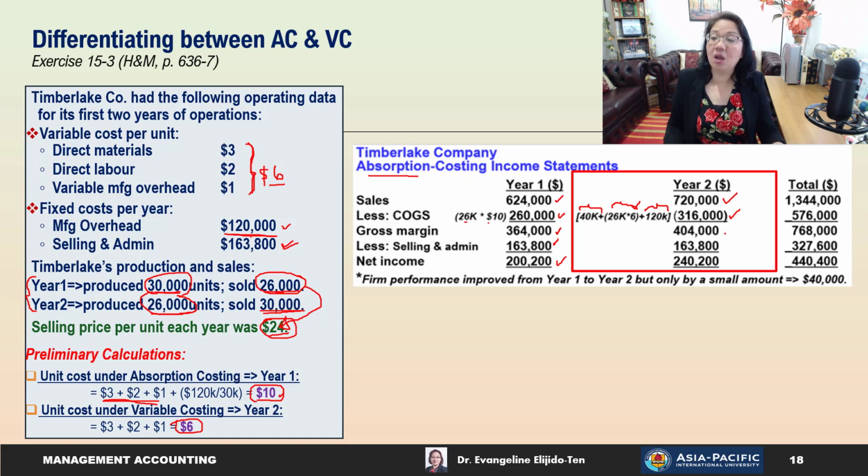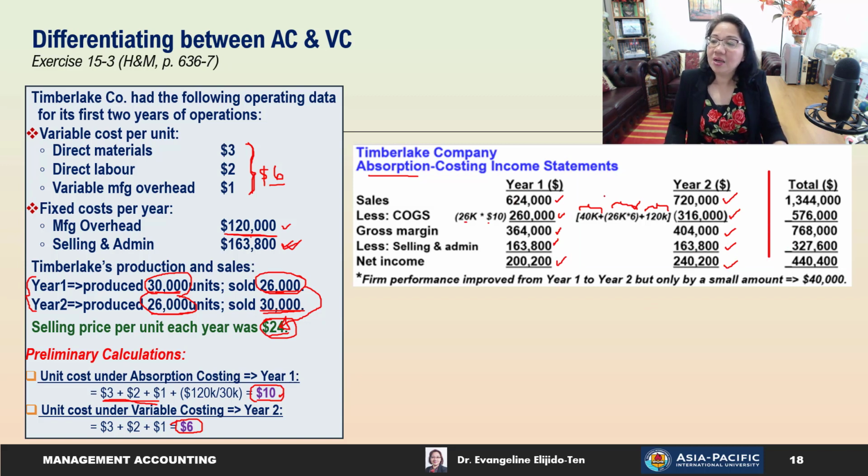So we'll get 404,000 gross margin once we've deducted that from the sales. And then we deduct again the selling and administrative expense of 163,800 and we'll get net income of 240,200. All right. Now, over the 2-year period, when you just add all that sales, cost of goods sold, and the net income, of course, you'll get 440,400.